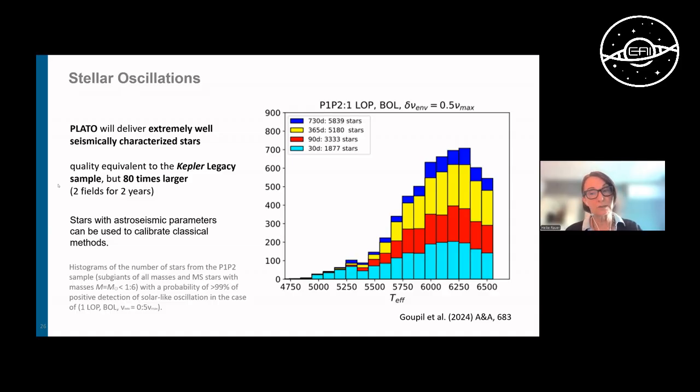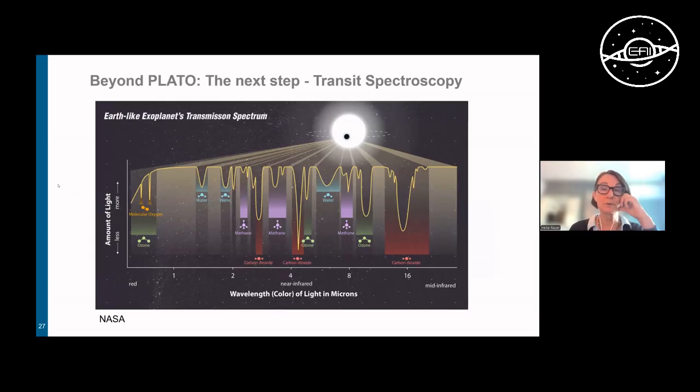This means not only host stars, but these stars where we have asteroseismic parameters will then be used to calibrate more classical methods. So we will get more precise ages also for stars where asteroseismology cannot be done directly, for example, because they are too faint. Well, what's the next step going beyond PLATO?